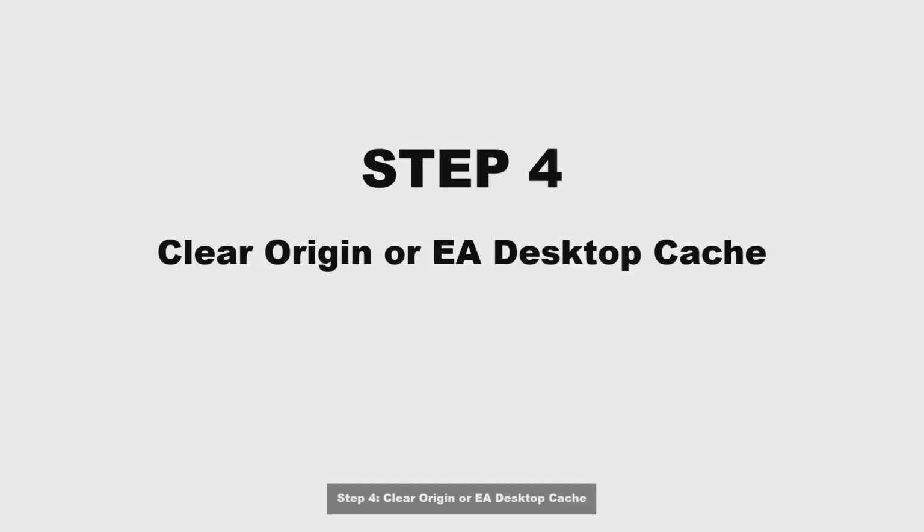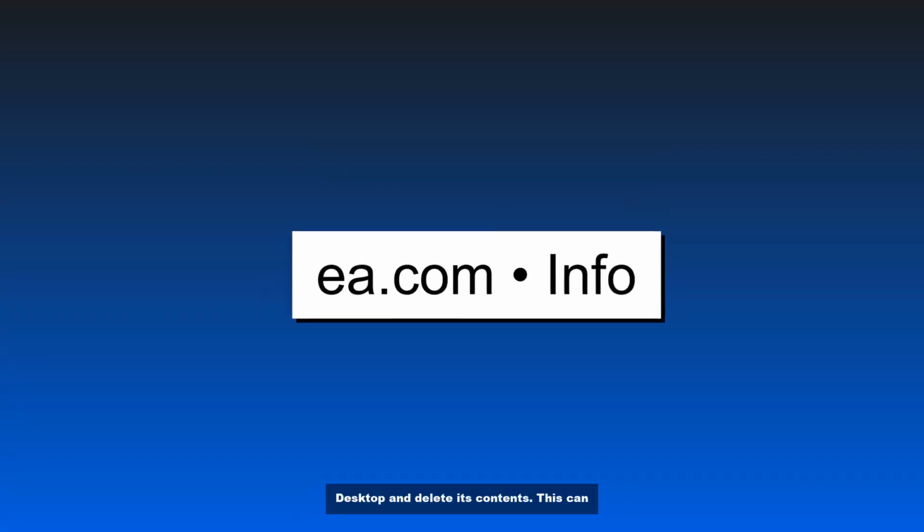Step 4. Clear Origin or EA Desktop cache. Navigate to the cache folder for Origin or EA Desktop and delete its contents. This can help clear any corrupted files that might be causing the installation loop.